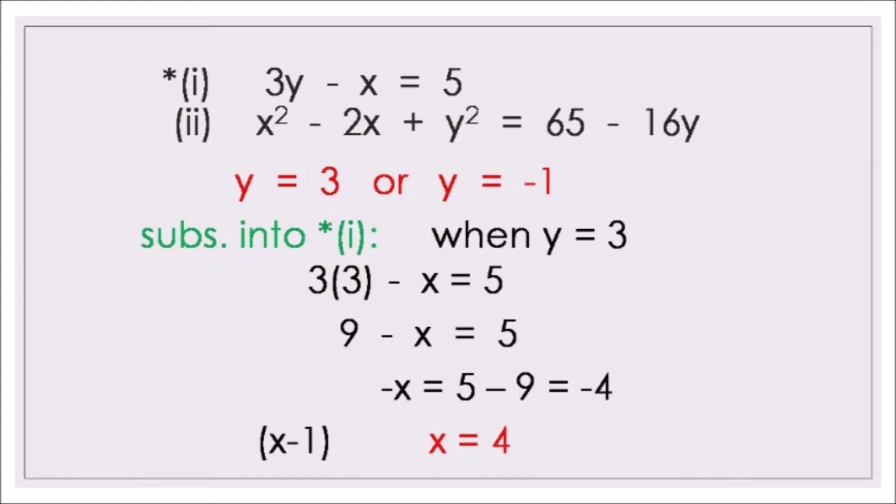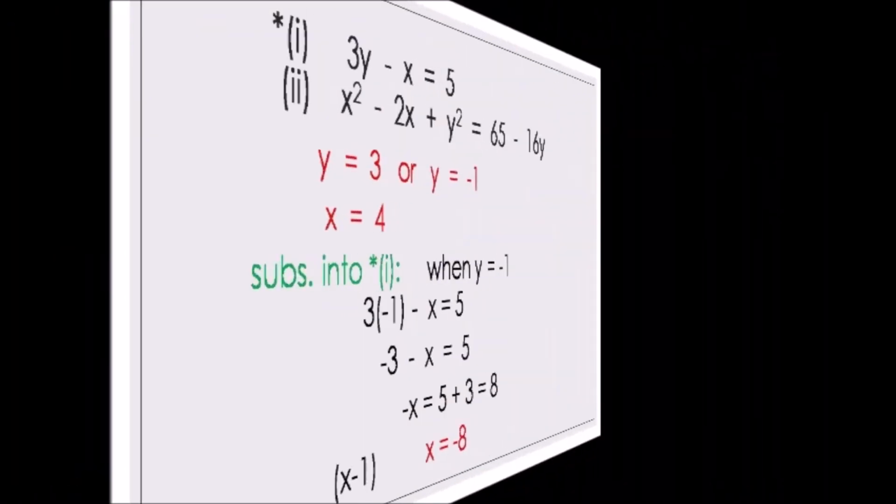So when y is equal to 3, substitute it into number 1. 3y would be 3 times 3 minus x equal to 5. 3 times 3 is 9. 9 minus x is equal to 5. So negative x is equal to 5 minus 9. Negative x is equal to negative 4. Multiply by negative 1, x is equal to positive 4.